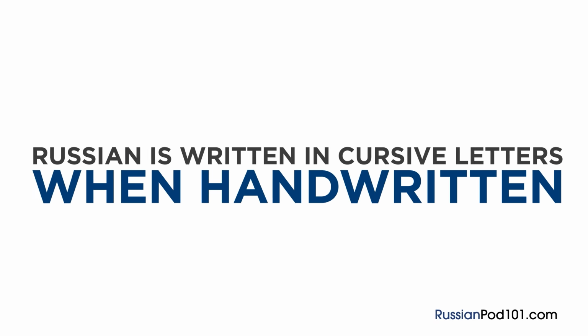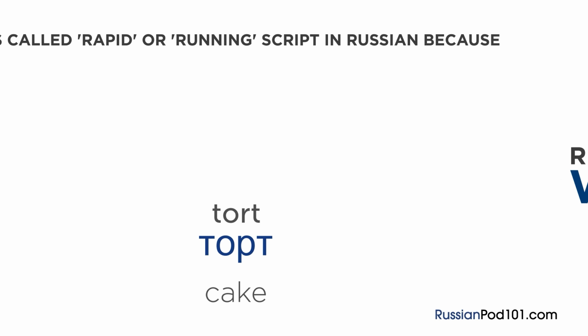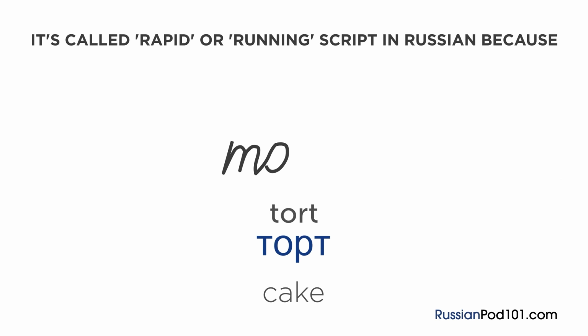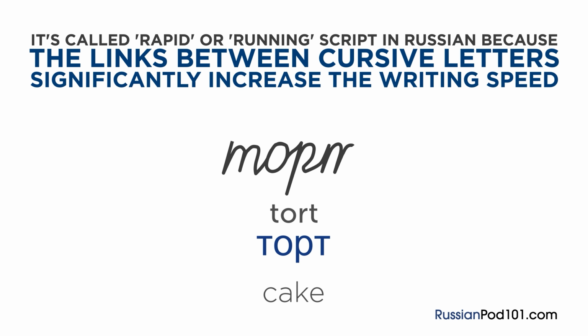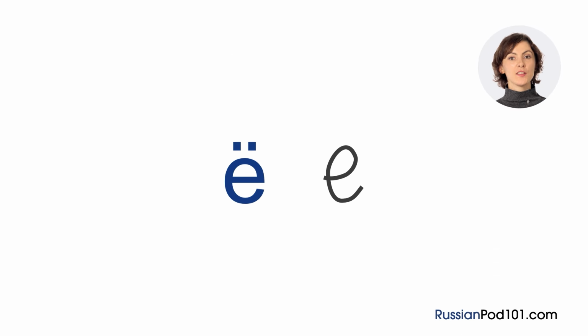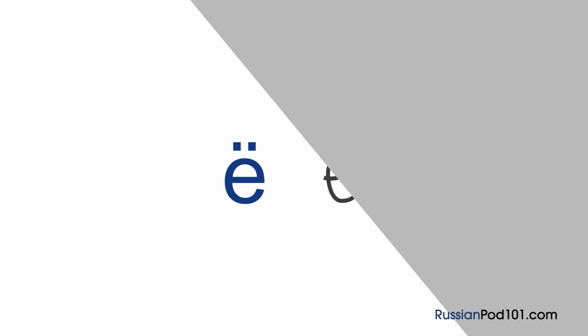Also similar to English, Russian is written in cursive letters when handwritten. It's called rapid or running script in Russian because the links between cursive letters significantly increase the writing speed. Unfortunately, this increase in speed and convenience often results in the omission of the stress marks on the letter yo. It's continuously being omitted in modern-day Russian, making it look like the letter ye instead. This is convenient for those who are fluent in Russian, because words can still be understood based on context, but this can be problematic for new learners of Russian.